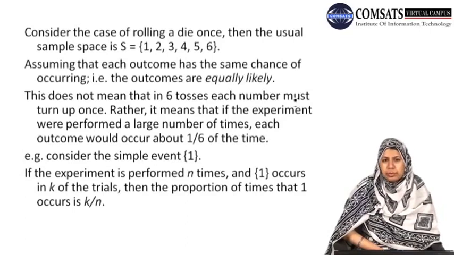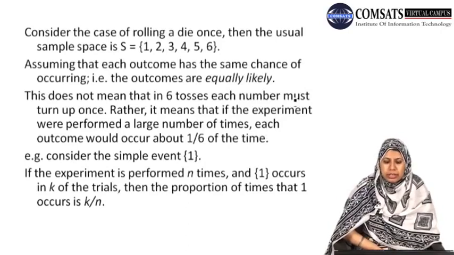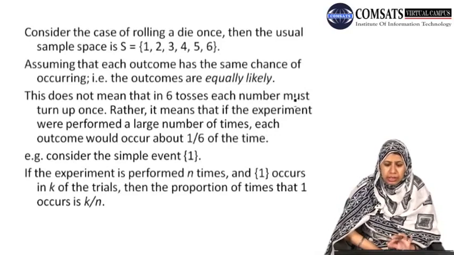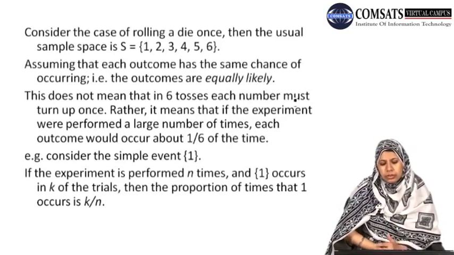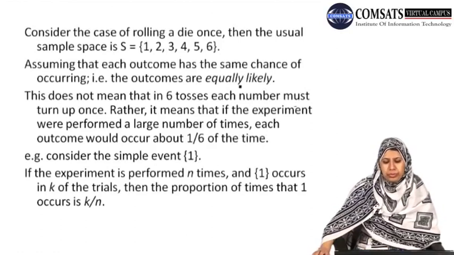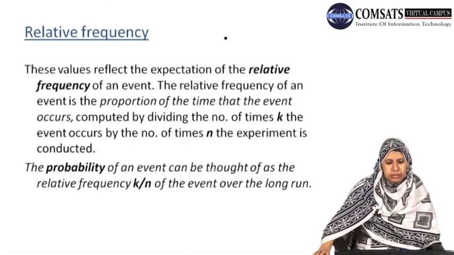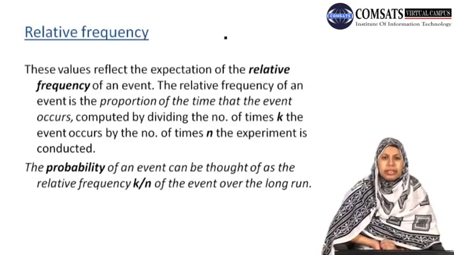So if the experiment is performed n times and 1 occurs in k of the trials, then the proportion of times that 1 occurs is k over n. That is the number of trials in which our event occurred divided by the total number of trials, or the total number of times the experiment has been performed. We define this type of proportion as the relative frequency.